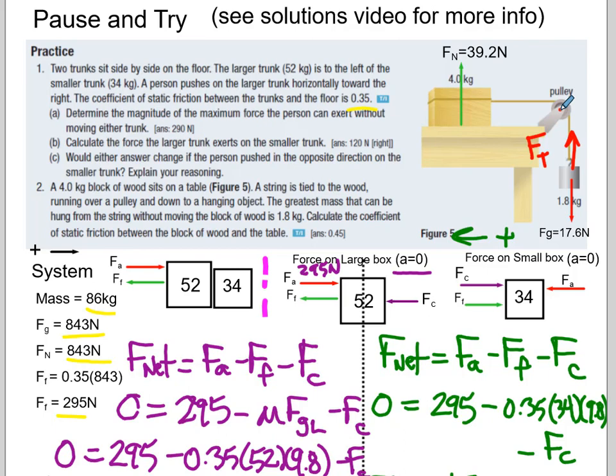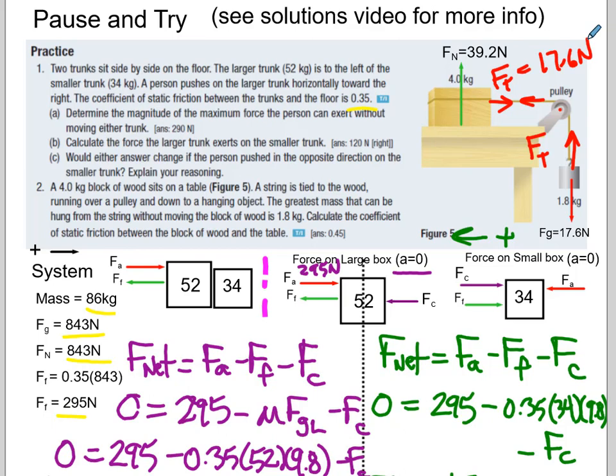Okay, so this tension force comes up and around, and then Newton's third law, equal and opposite actions and reactions. The force that's applied to the box looks like this. So this has some sort of tension force of 17.6 newtons pulling to the right.